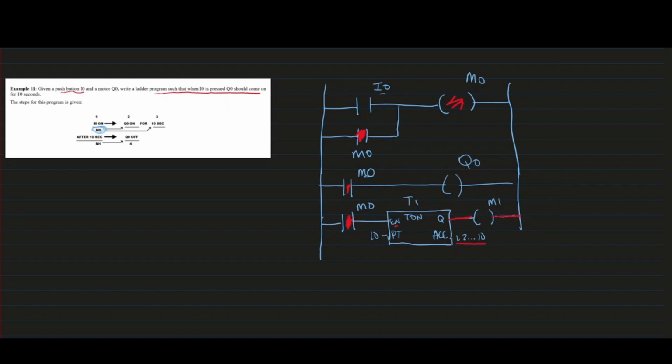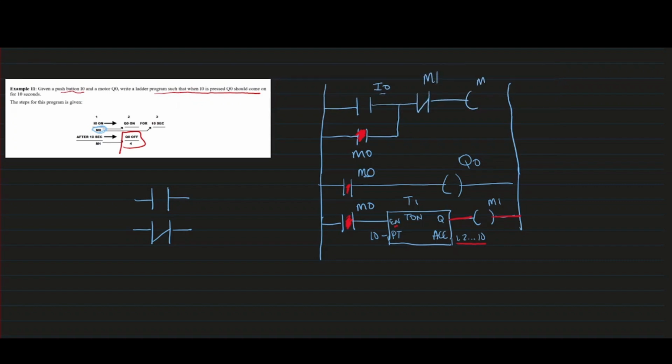Now, we want M1 to somehow turn off Q0, right? So we're going to do something. Whenever you want to model a start signal in a PLC, it's always a normally open contact. When you want to model a stop signal, it has to be a normally closed contact. So we're going to add M1 to the beginning of our system here. We're going to add it as a normally closed contact.